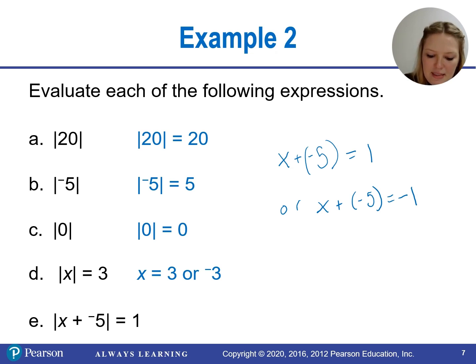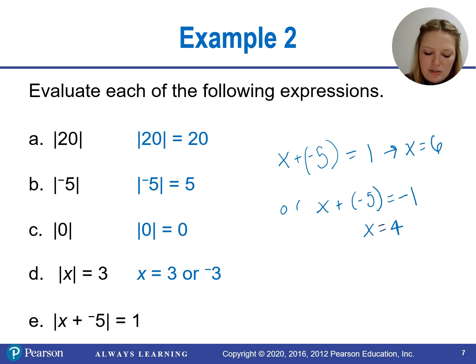So in the case x plus negative 5 is equal to 1, I can solve for x by adding 5 to both sides. To cancel out that negative 5, I would be left with x equals 6. Or in the case x plus negative 5 is equal to negative 1, I would have x equals 4.